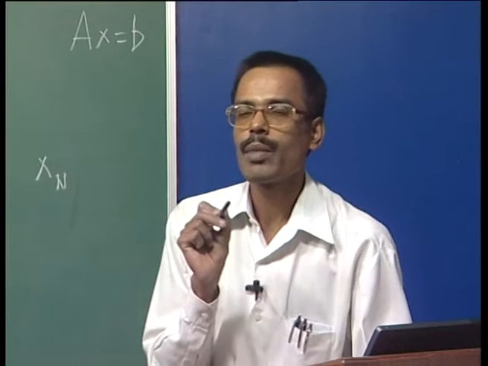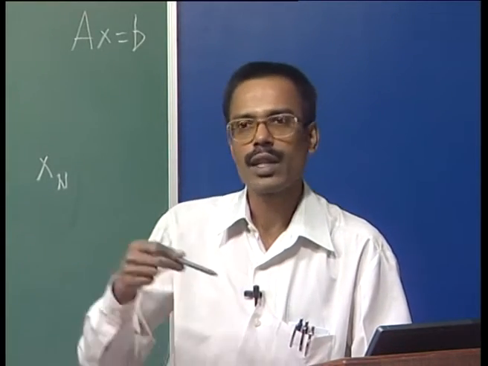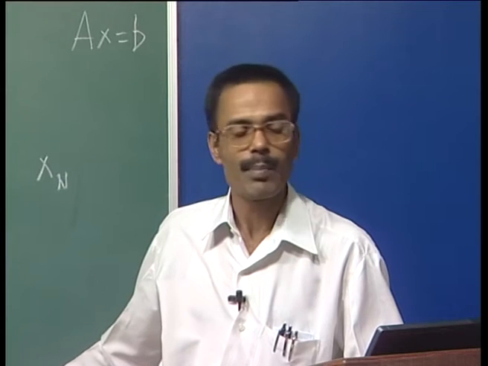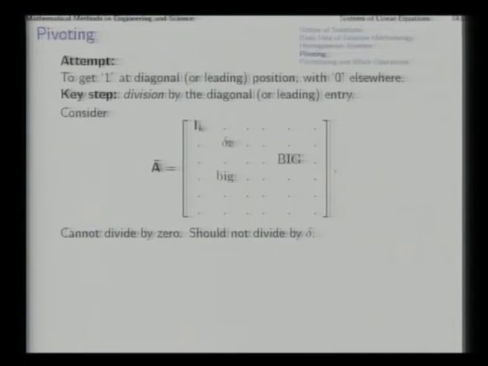because division by very small numbers may lead to numerical errors in a large computational program. So, we cannot divide by 0, and should not divide by delta, that means by a small number. Now, we can still apply row interchange or, for that matter, column interchange if we want to get a larger number here. So, what we do is try to apply row interchanges to get the largest, whatever is the largest in this column, say big.